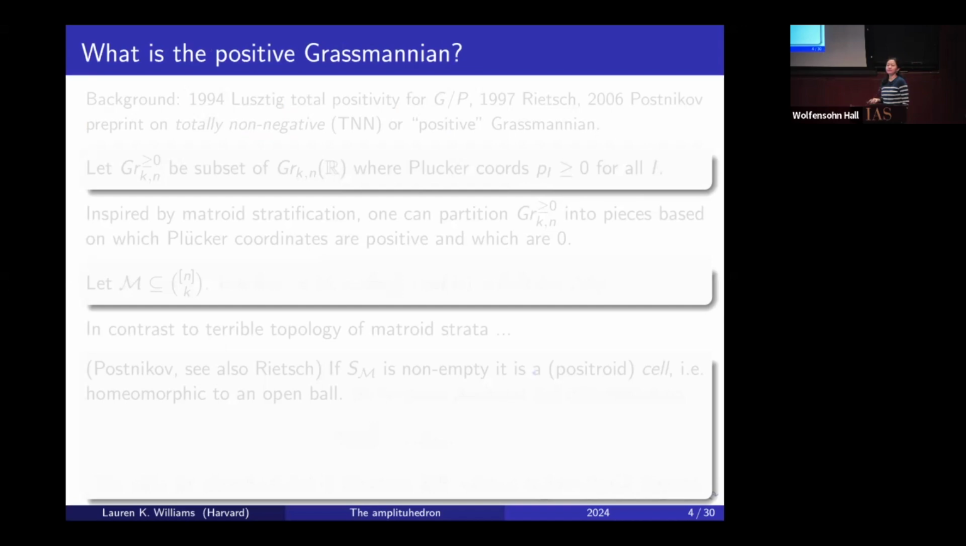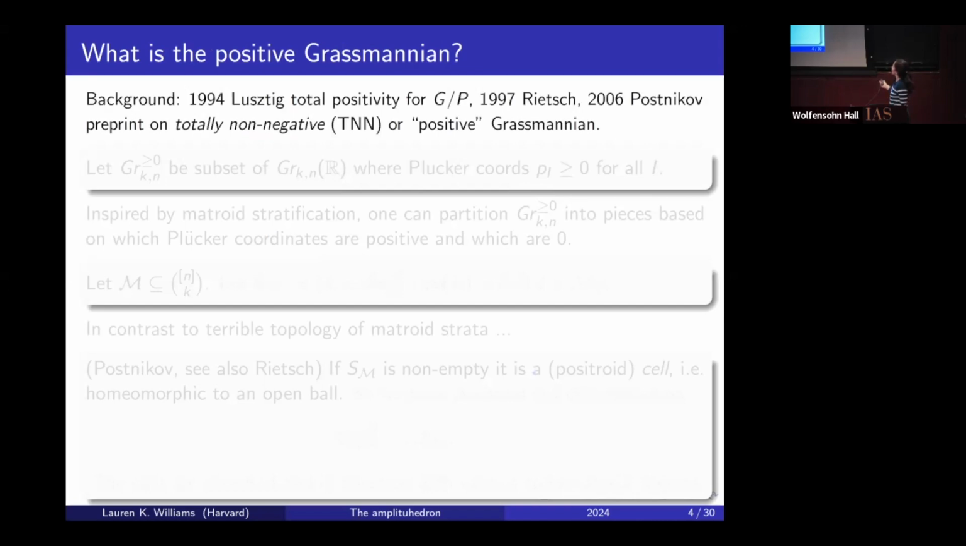Now this leads me to the notion of the positive Grassmannian. If you start with this terrible matroid stratification, but you throw in an extra adjective, positive, everything becomes beautiful. The background goes back to Lusztig's work in '94 on total positivity for flag varieties, subsequent work of Rietsch, and Postnikov's very influential 2006 preprint on the positive Grassmannian.